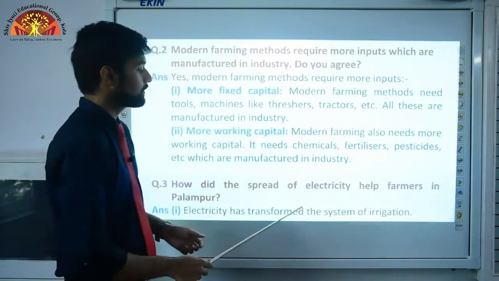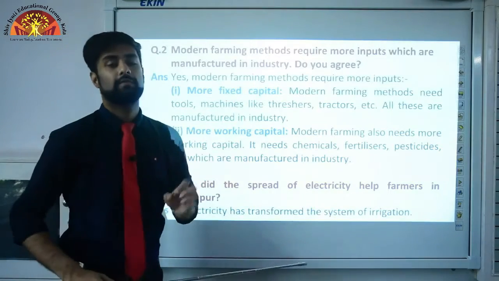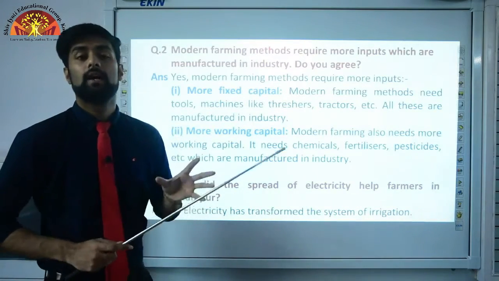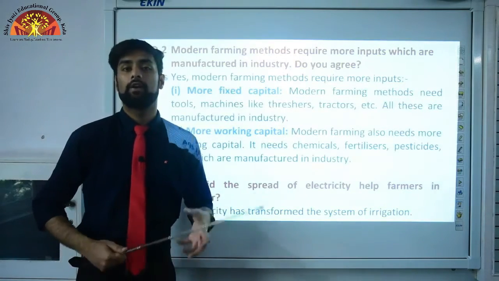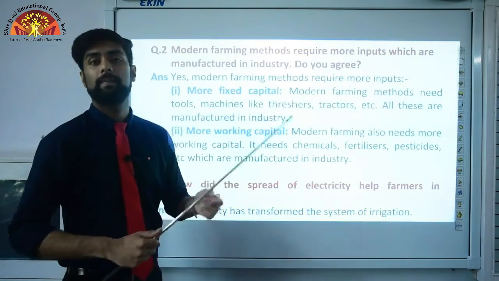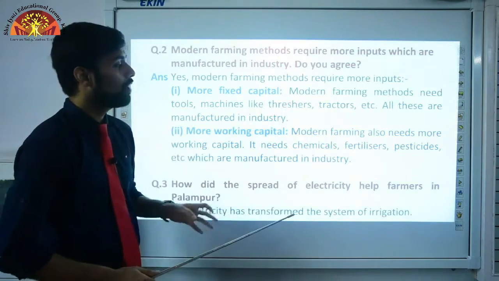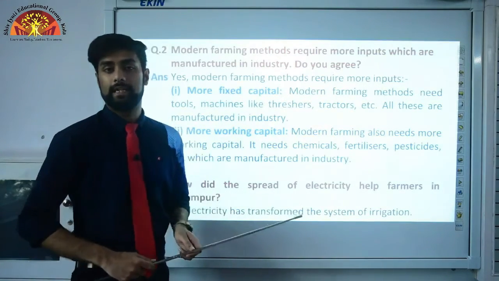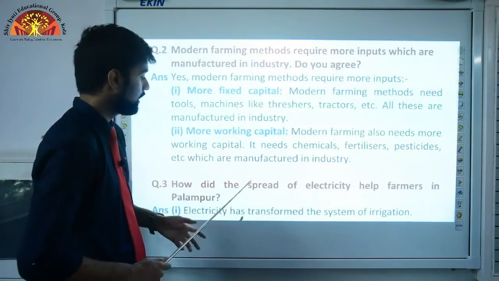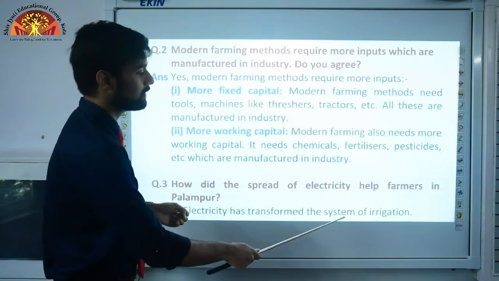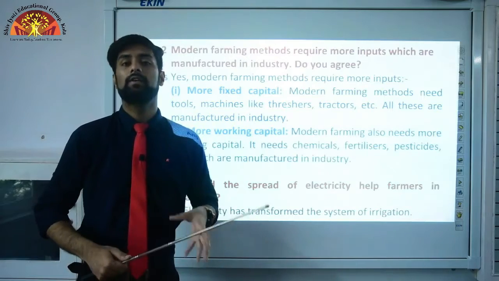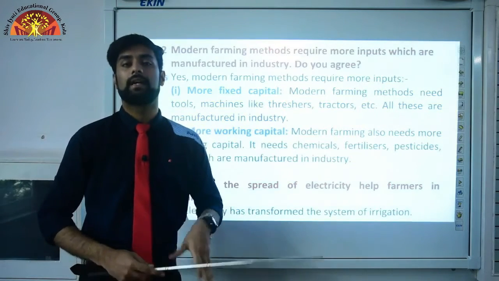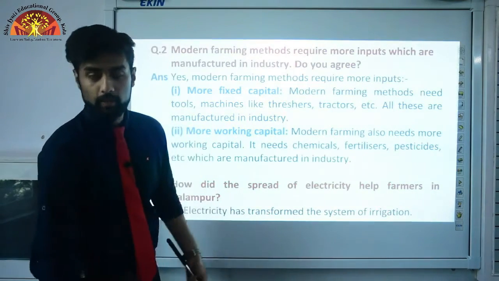Electricity has transformed the system of irrigation. First and foremost, irrigation means, because crops need water to grow. Earlier farmers used to be dependent on rain for water. But now, because we have a good irrigation system, a good canal system in our country, electricity has transformed the system of irrigation. Now whenever a farmer wants to irrigate his field, he just needs to push one button and the entire field will be irrigated by water.